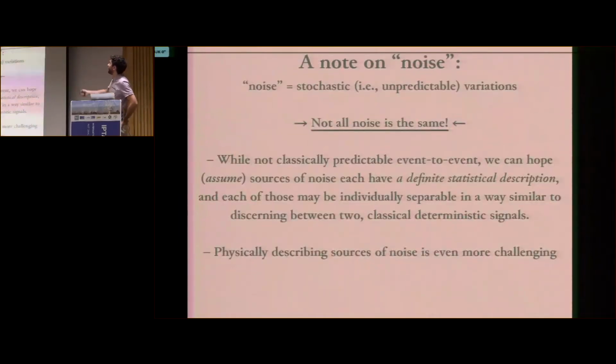Anyway, a quick note on noise. Like I said, it's stochastic variations. Not all noise is the same. This is very important because it allows you to differentiate between the sources of noise. So classically, you can differentiate between signals because they have different functional forms, a predictable function. We hope that each source of noise has a different statistical description, and each of those can be individually separable in a similar way to the classical deterministic signals. But physically describing what those noise sources are can be challenging.